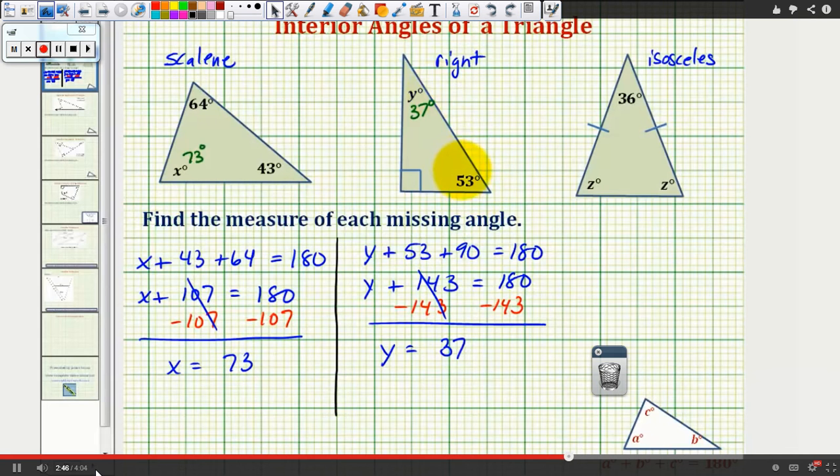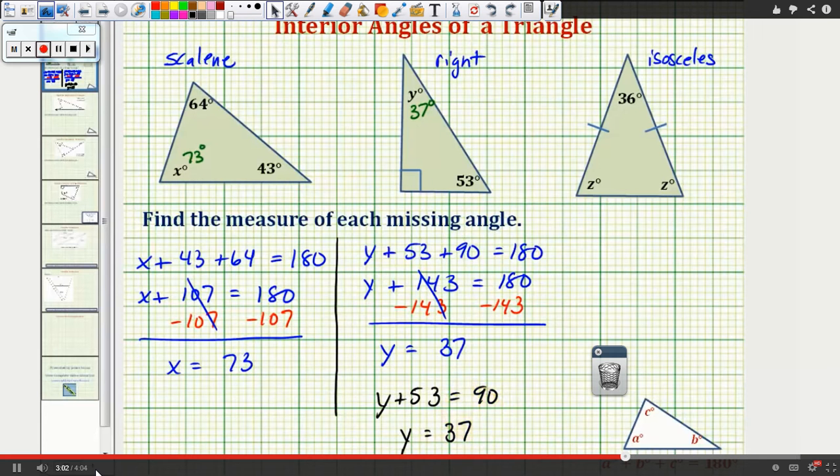The other option would be to recognize that y plus 53 must equal 90 degrees because these two angles are complementary. Subtracting 53 on both sides, we get the same result, y equals 37.